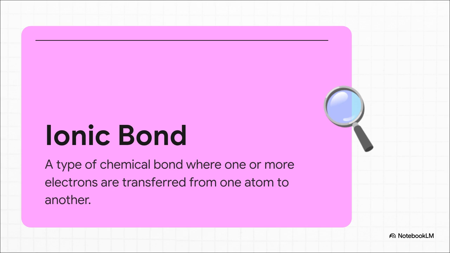This is the ionic bond. Here, you've got a massive difference in electronegativity. One atom wants an electron so bad, and the other one, well, it's not holding on to its own very tightly. So instead of sharing, one atom just straight up steals an electron from the other.